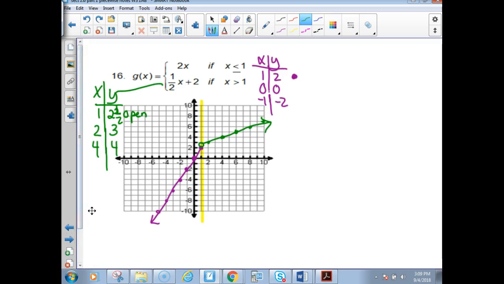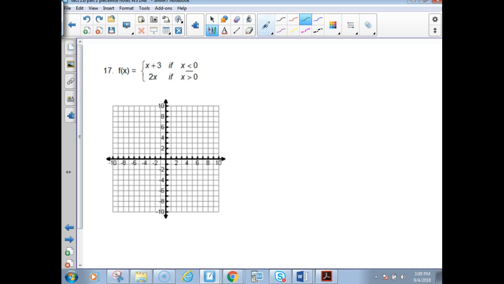All right, number 17, new boundary, 0. That is your y-axis. Okay, t-chart for the first set. This is where my solid dot would be. I got to plug in 0, and I get 3. Values of x less than or equal, that's a solid dot then. Smaller than 0, negative 1 would give me, if I plugged in, gives me 2. And negative 2, if I plugged in, would give me 1. So 0, 3 on the y-axis, solid dot, negative 1, 2.